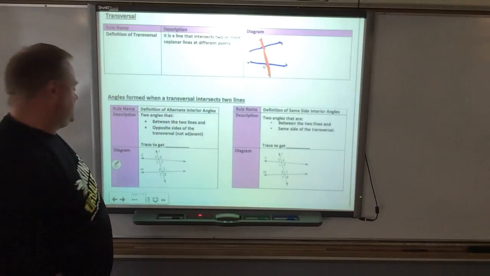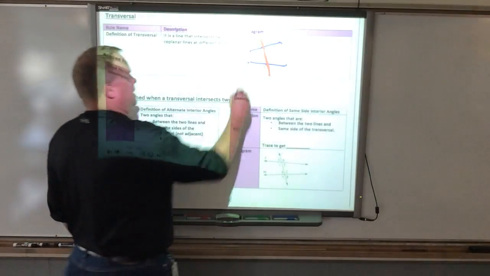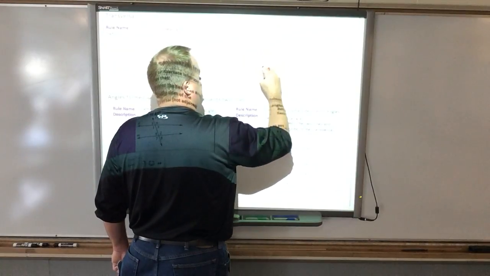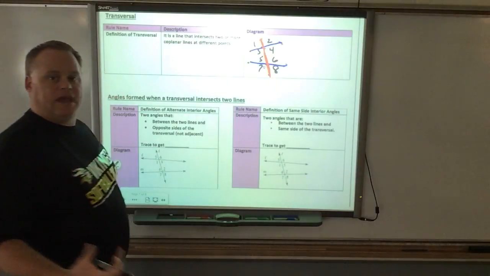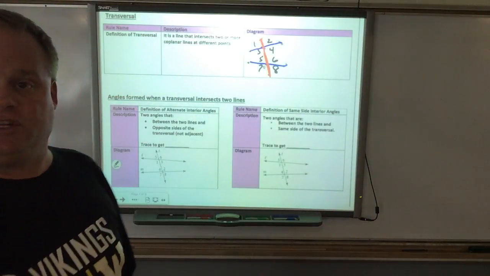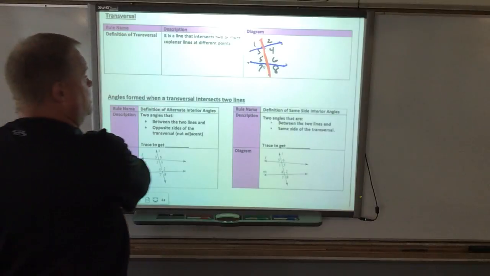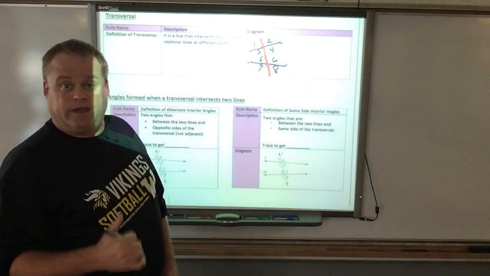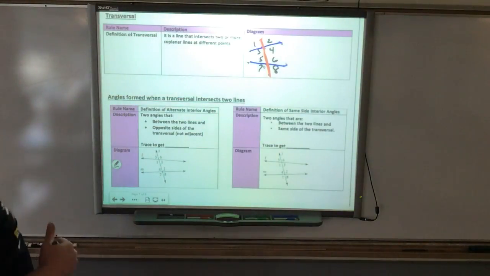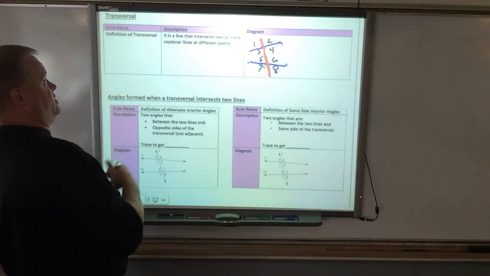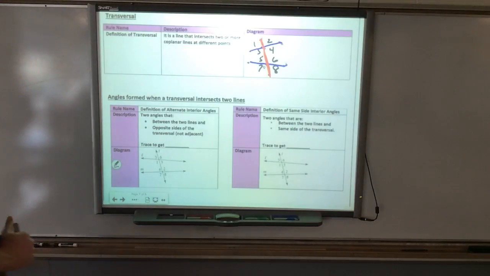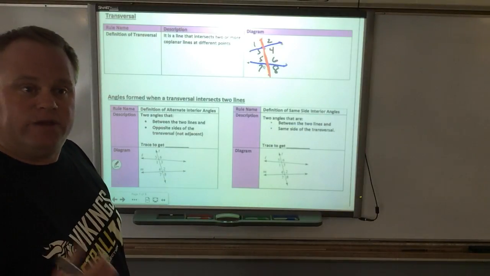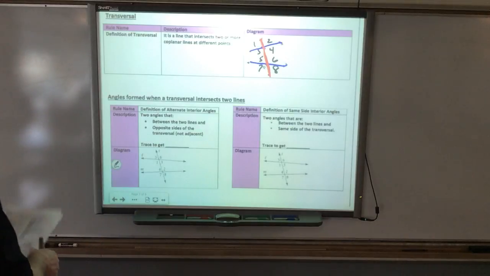Well, notice how many angles it creates. I've got 1 here, 2, 3, 4, 5, 6, 7, 8. It created 8 angles for me. This transversal cutting 2 lines created 8 angles. This is going to be very important for us as we move along in this unit. So a transversal is a line that intersects 2 or more coplanar lines at different points. All right, so let's see what the relationship is between the angles that a transversal creates.